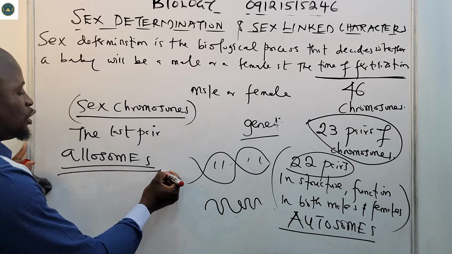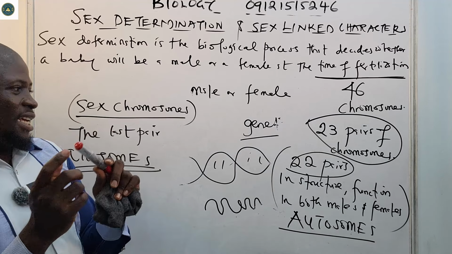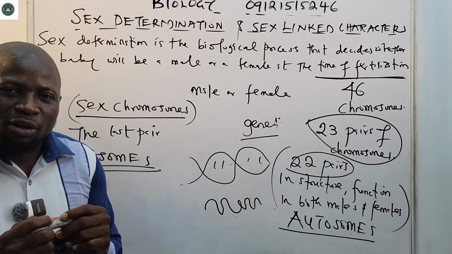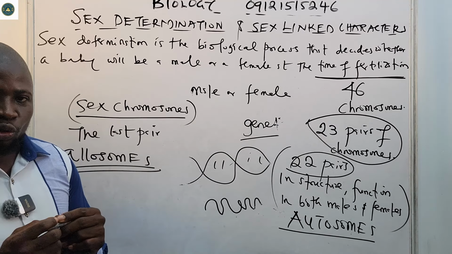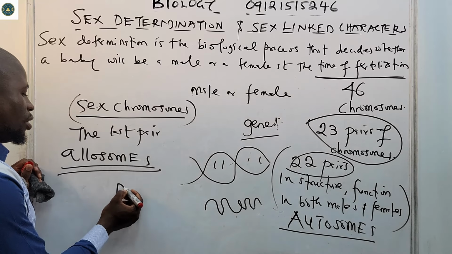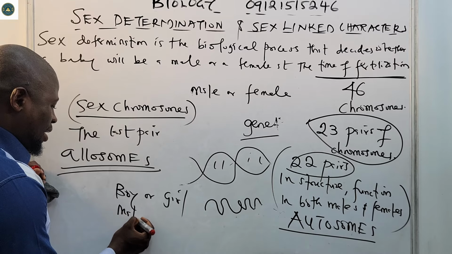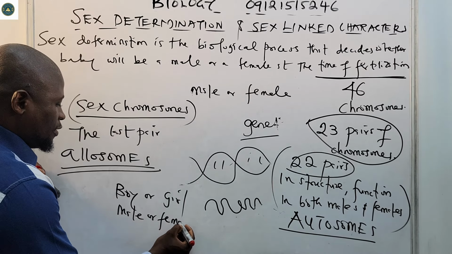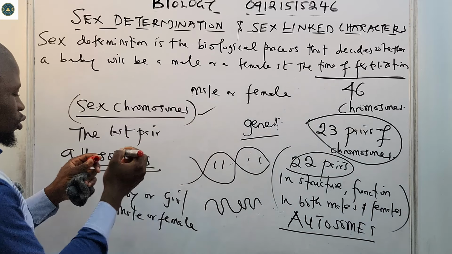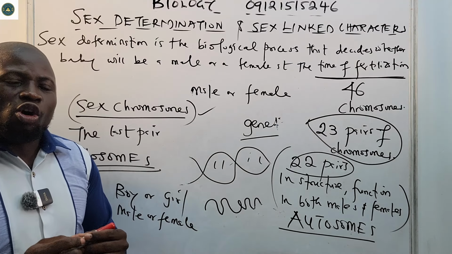Okay, so the first 22 are called autosomes, then the last pair, or the 23rd pair, is known as the allosomes. Sex chromosomes are what differentiate an individual as a boy or a girl, as a male or female. It is these sex chromosomes that differentiate an individual as male or female.